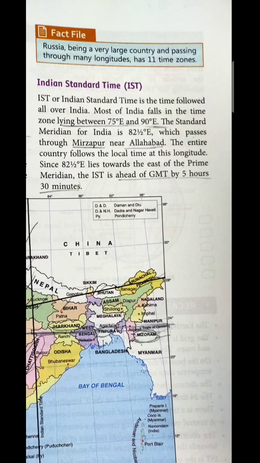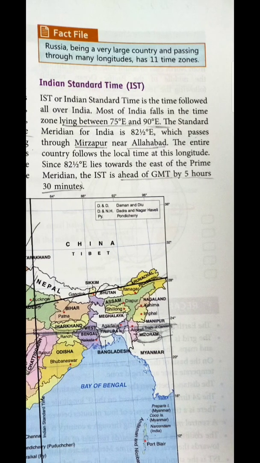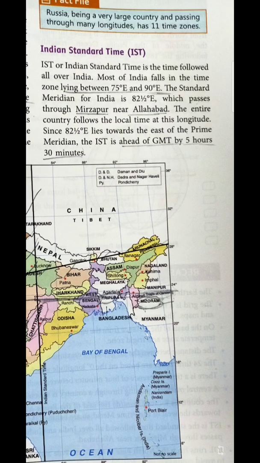When we follow the GMT time, it is followed by the whole country. Indian Standard Time is considered plus 5 hours and 30 minutes. That is the reason we write our time as plus 5 hours and 30 minutes, because it is ahead of the GMT time. So this is all about Indian Standard Time.